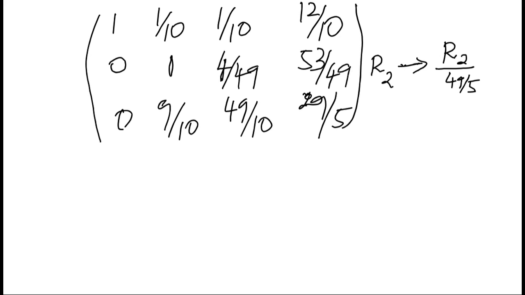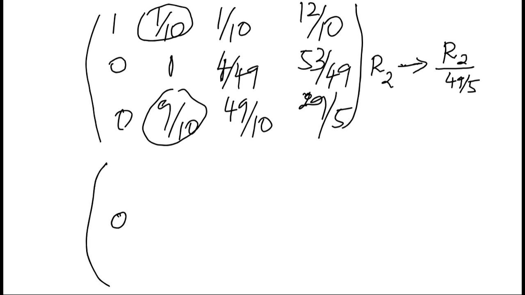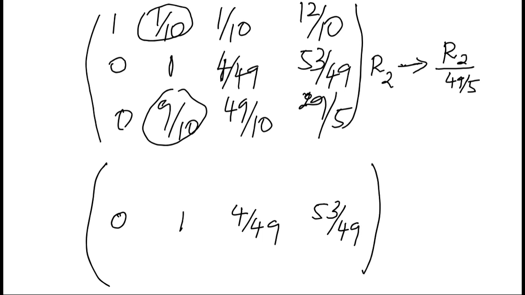Now our aim is to make this element and this element 0 using the second row. That is very important. So I am writing the second row as it is: 0, 1, 4 by 49, 53 by 49. And I'm going to change R1 as R1 minus 1 by 10 into R2. Just I'm changing row 1 as R1 minus 1 by 10 into R2.